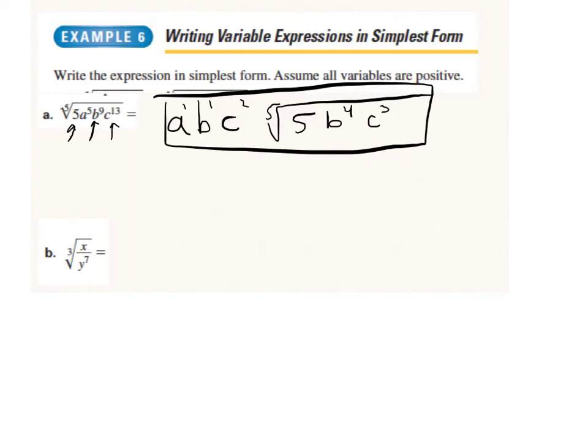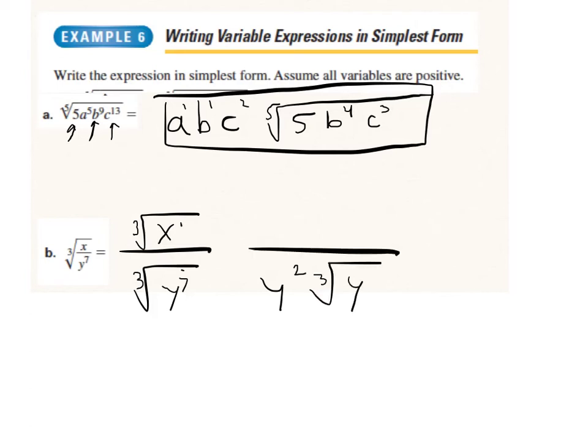Alright, now for b here, it's similar in a lot of ways. We take cube root of x, and we separate cube root of y to the 7th. Well, cube root of x has a power of 1. I can't do anything with that. But cube root of y to the 7th, I take 7 divided by 3 is 2. So I go, oh, y squared is going to come out. Then I have the cube root of y, and over top the cube root of x.